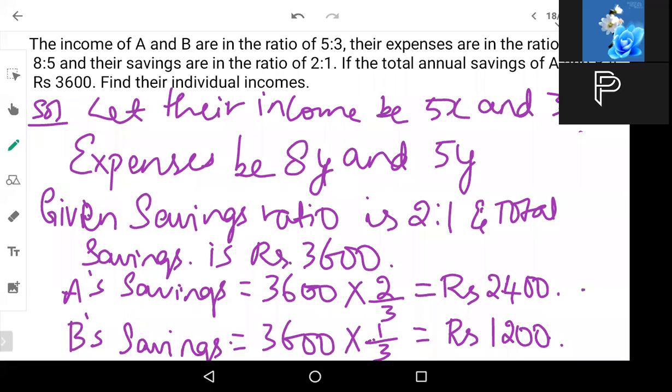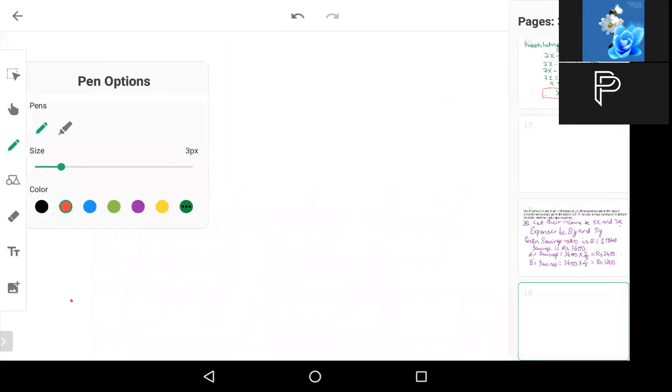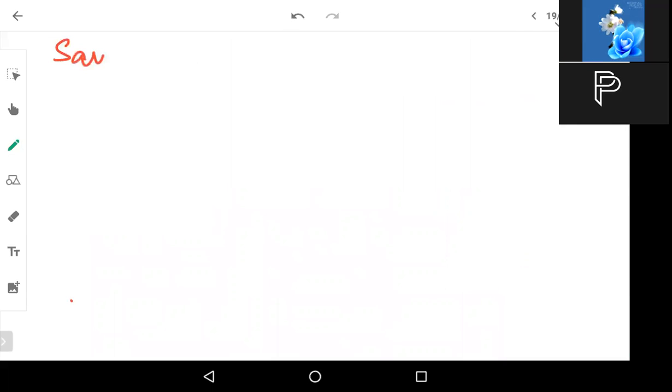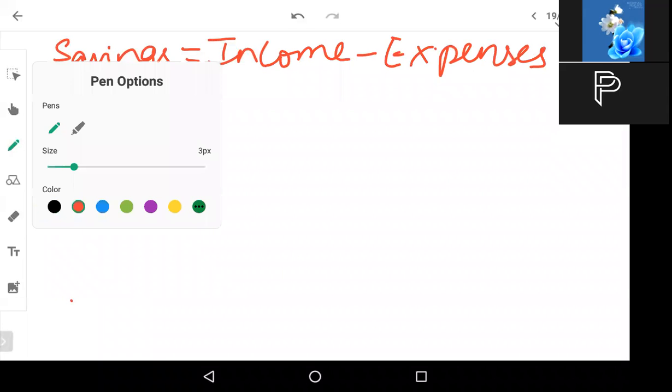Okay. Now let us consider, write down savings is equal to income minus expenses. Okay, so let us form the two equations.